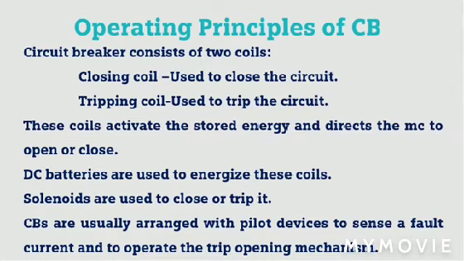There are two coils used in this ACB: the closing coil, which is used for closing the circuit, and the tripping coil, which is used for tripping the circuit. These coils activate the stored energy and direct the moving contact to open or close. DC batteries are used to energize these coils. Solenoids are used to close or trip these contacts. Circuit breakers are usually arranged with protective devices to sense the fault current and operate the tripping or opening mechanism.